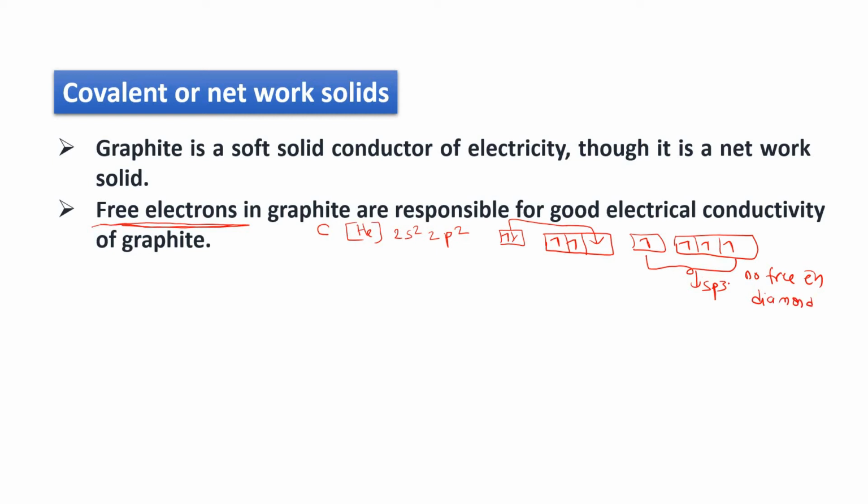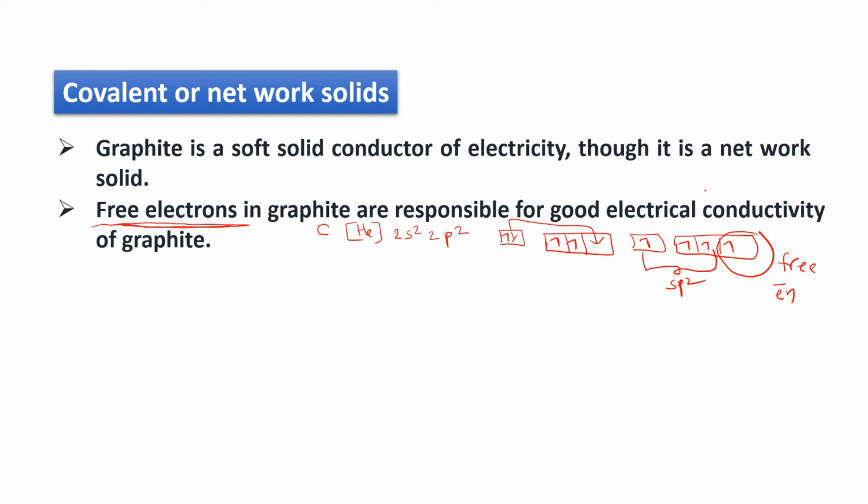But what about graphite? In graphite, what happens here? You observe here, in graphite, one s orbital and two p orbitals will undergo overlapping to form sp2 hybridization, and this remaining electron will not undergo any type of hybridization. This free electron will move inside the graphite.